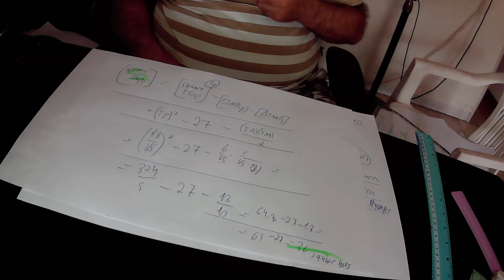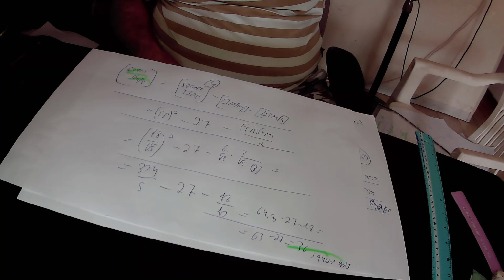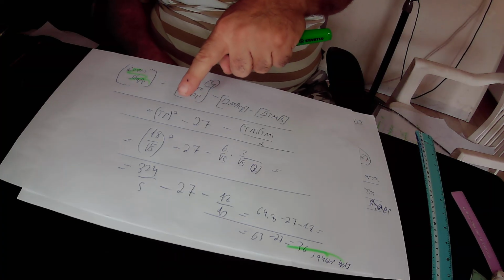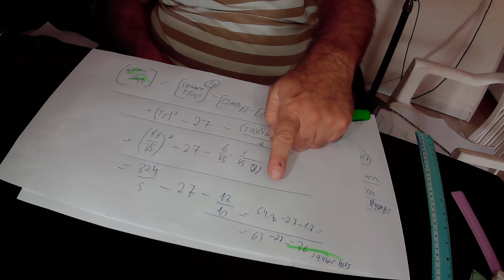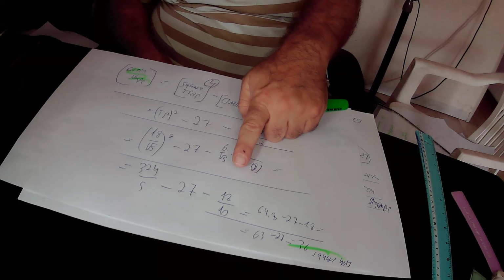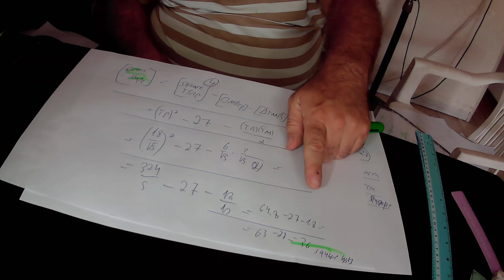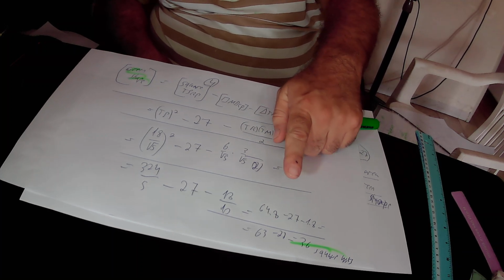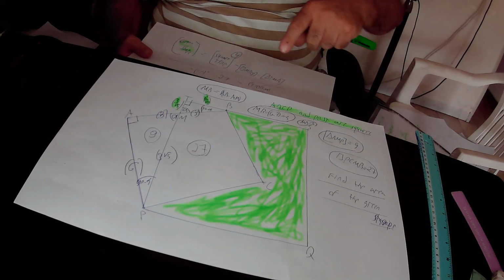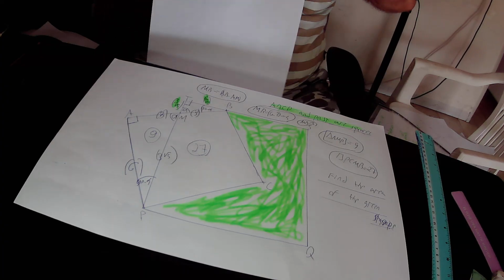So in total, the area of the green shape equals the area of square TSQP, that is 324 over 5, 324 over 5, 64.8 square units in size, minus 27, minus 18 over 10, which is minus 1.8. 64.8 minus 1.8 is 63, and 63 minus 27 is 36. So in total, we found out that the area of this green shape is equal to 36 square units in size. So we finish with the first question.